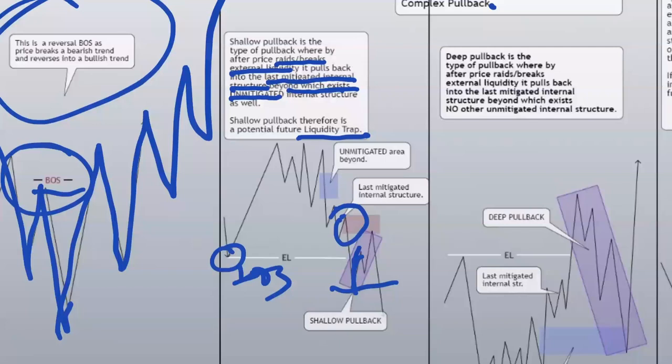That means every type of pullback is a minor structure range. Do we all agree? Remember, a minor structure range is a pullback. So every type of pullback is a minor structure range. Do we all agree? Alright, interesting. That means we are all on the same page. Every type of pullback is a minor structure range.